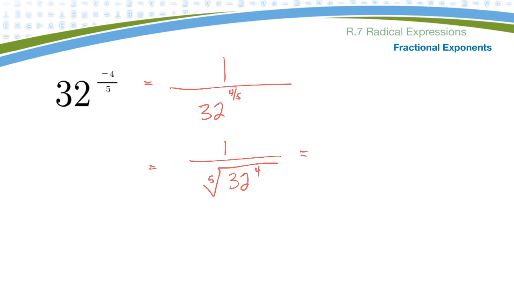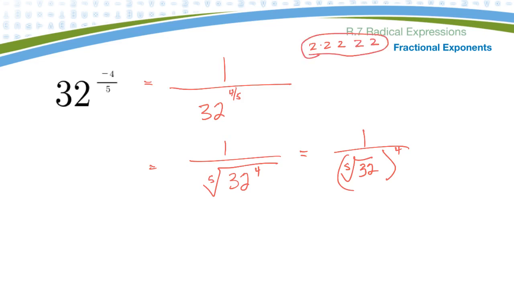Now, this is one where I'd use one of those rules where it's the 5th root of 32 all to the 4th. Because I know the 5th root of 32, try it on your calculator, comes out to 2. Because if you go 2 times 2 is 4, 8, 16, 32. So there's 5 2's in 32. So 5th root of 32 is just plain 2, and then I have 2 to the 4th. So that would be 2 to the 4th, I think, is 16. So your answer would be 1/16.